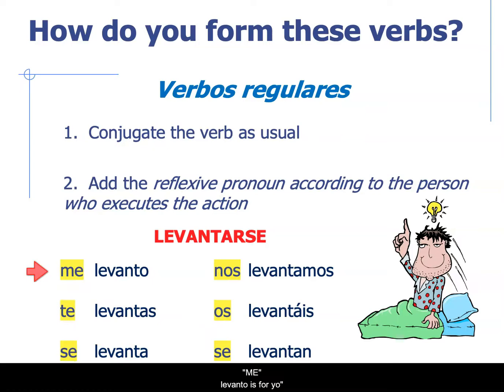Me levanto is for yo. Te will be for tú. Se for él, ella o usted. Nos for nosotros. Os for vosotros. Se for ellos, ellas, and ustedes.